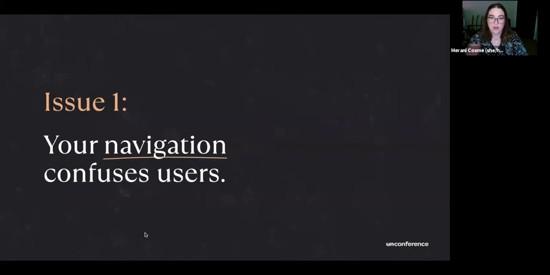So, your navigation confuses users. This is a pretty common and big issue we see with these old legacy sites. Your navigation can really make or break the experience of your website. We need to make sure we're providing people a clear path on how to navigate our website, and we don't want any users to feel lost at any point.